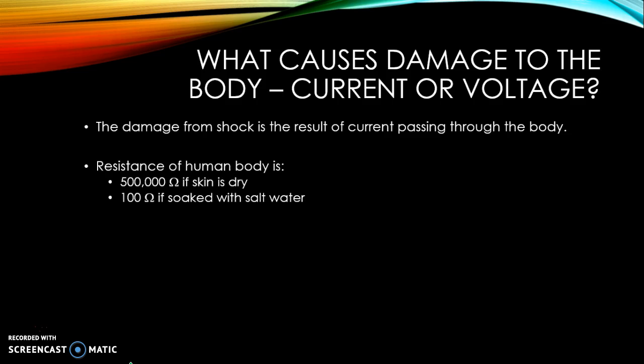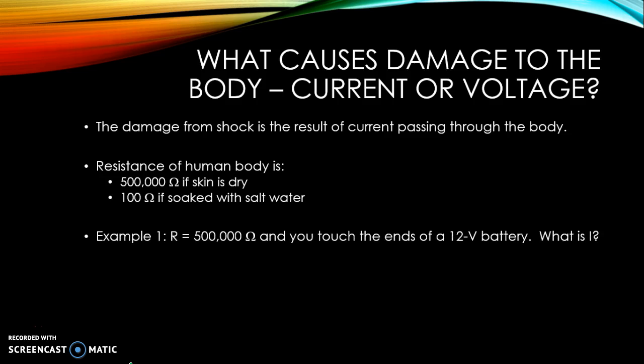Resistance of a human body is 500,000 ohms if the skin is dry, and it's only 100 ohms if it's soaked with salt water. Why salt water? Because salt water has a lot of electrons in it. So, for example, if we had 500,000 ohms for our body resistance and we touched the end of a 12-volt battery, what would be the current that passes through us? I would be equal to 12 volts over 500,000 ohms, and that would give us a current of about 0.000024 amps, which is not a lot.